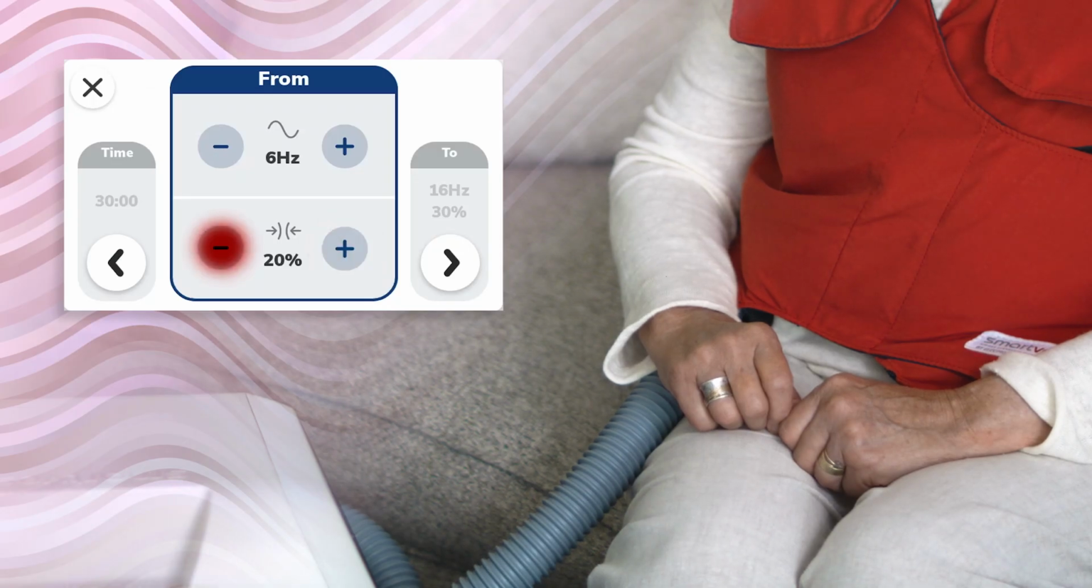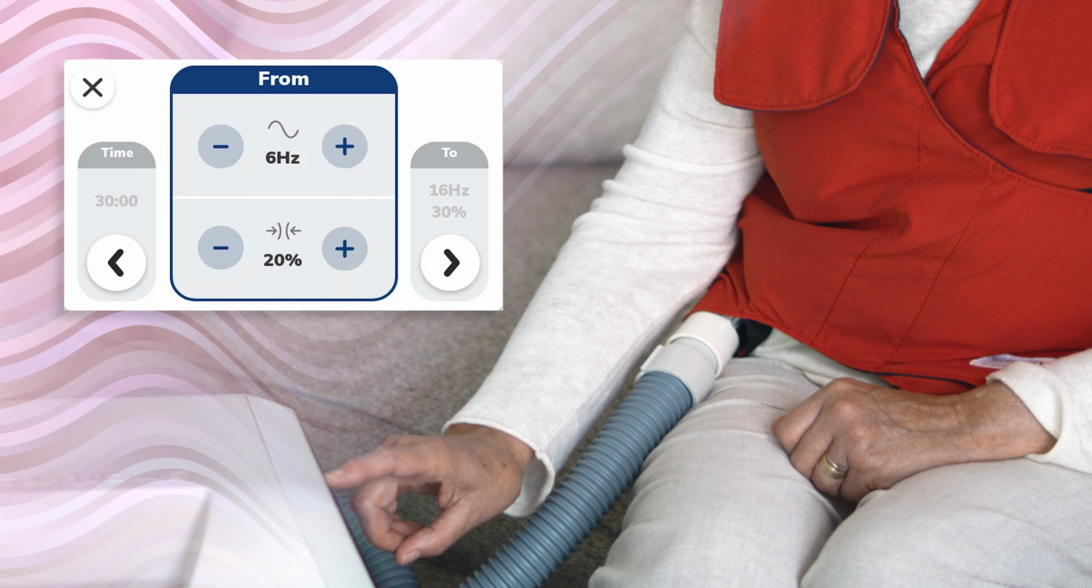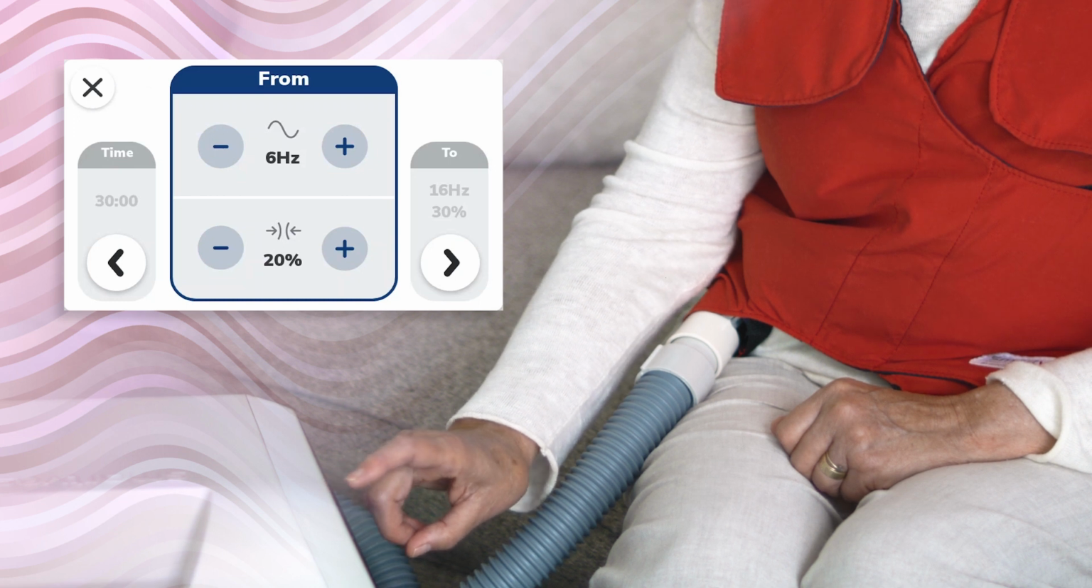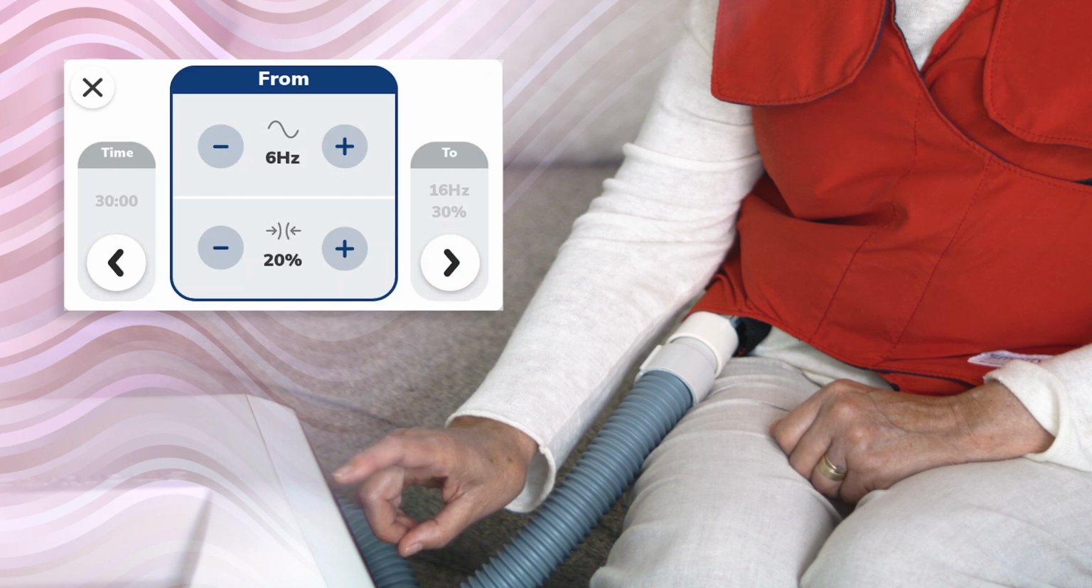Adjust the From pressure by tapping on the plus and minus buttons to the left or right of the pressure display. Pressure can be adjusted in increments of 5% from 10 to 100%. After adjusting the From settings, tap the next arrow to advance to the To settings.